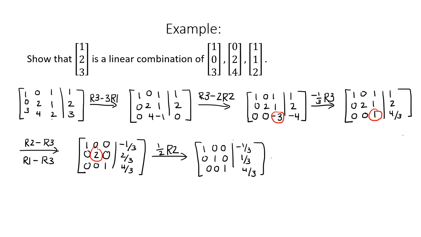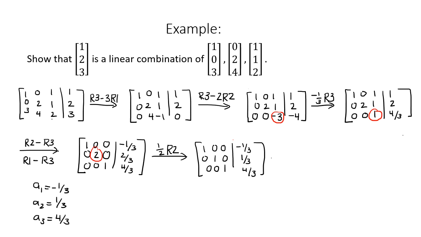All right, and so we arrive at the reduced row echelon form on the left. We've got the identity, and we can read off now our solutions. We've got a1 is equal to negative 1/3, a2 is equal to 1/3, and a3 is equal to 4/3.